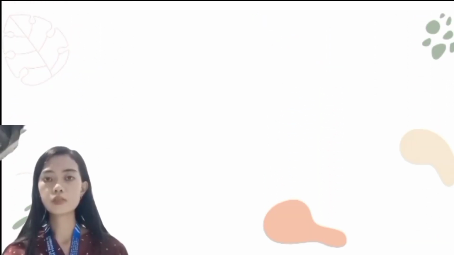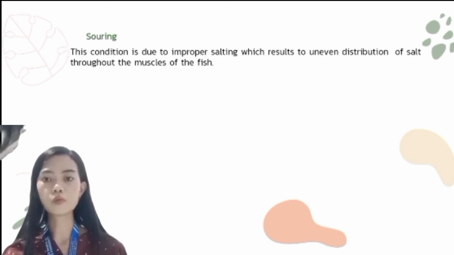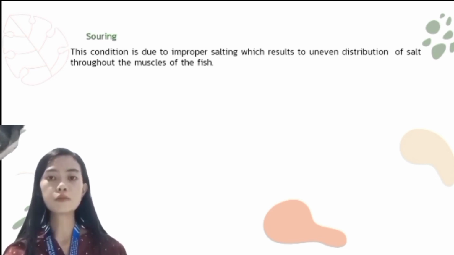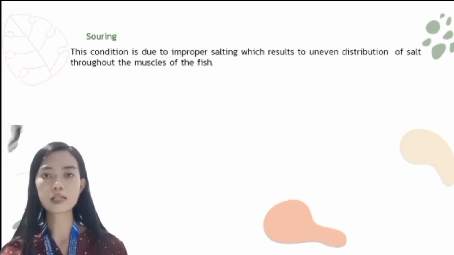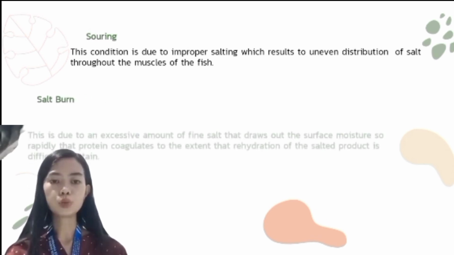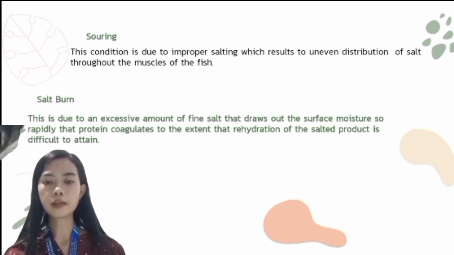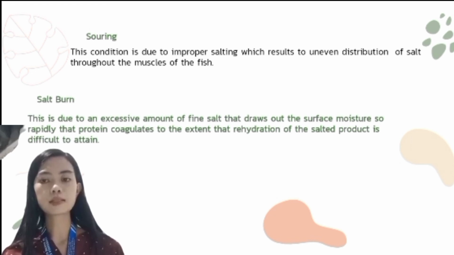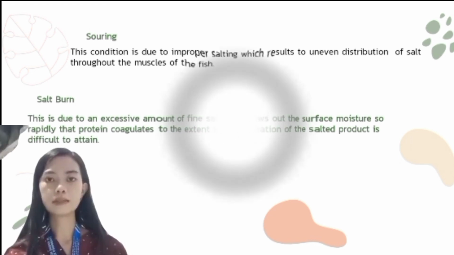Souring. This condition is due to improper salting, which results in uneven distribution of salt throughout the muscles of the fish. Salt burn. This is due to an excessive amount of fine salt that draws out the surface moisture so rapidly that protein coagulates to the extent that the hydration of the salted product is difficult to attain.